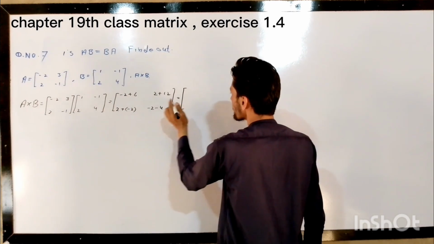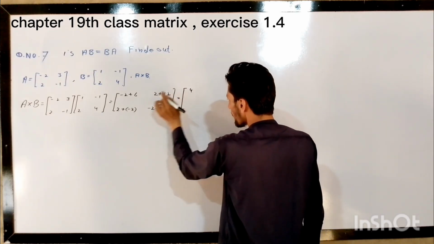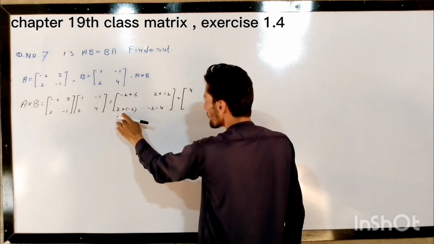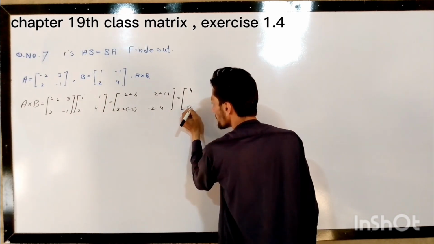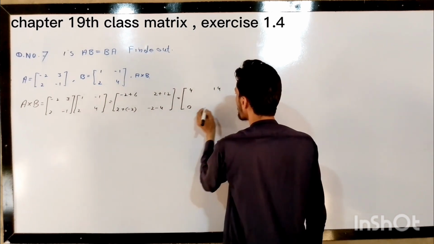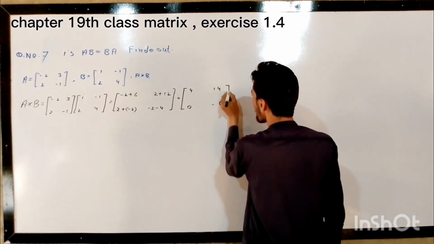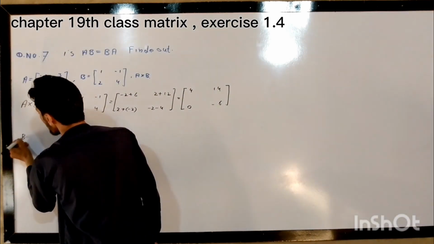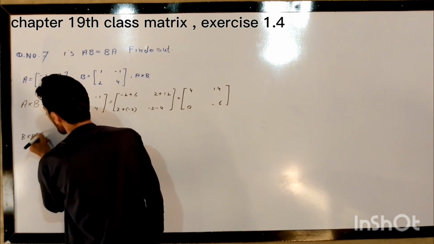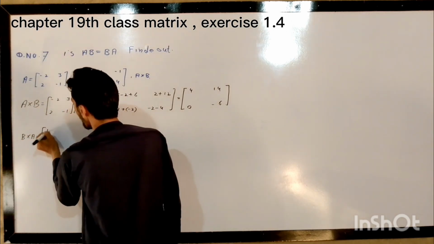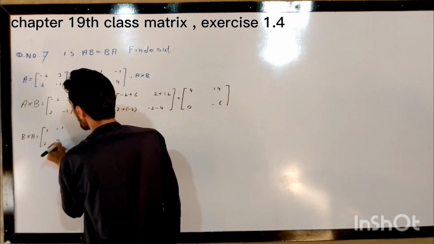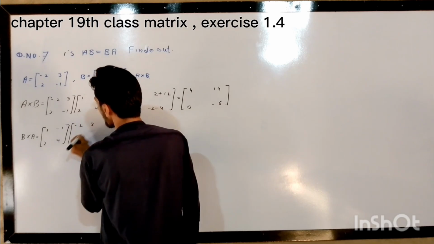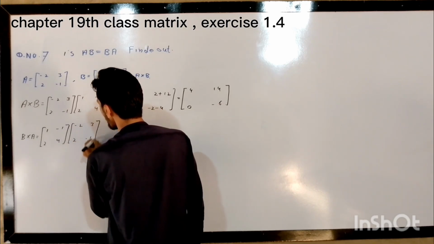Minus 2 plus 6 will be equal to 4. 2 plus 12 will be equal to 14. And 2 plus minus 2 will be equal to 0. Minus 2 minus 4 will be equal to minus 6. This was the first question. The second one is B cross A. We will find it out right now. 1, minus 1, 2, 4 cross minus 2, 3, 2, minus 1.